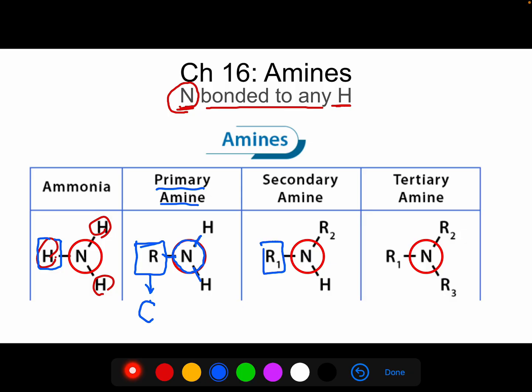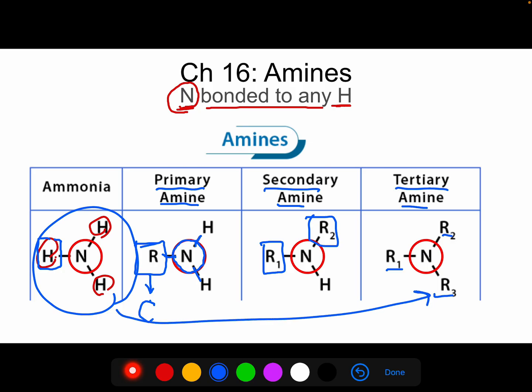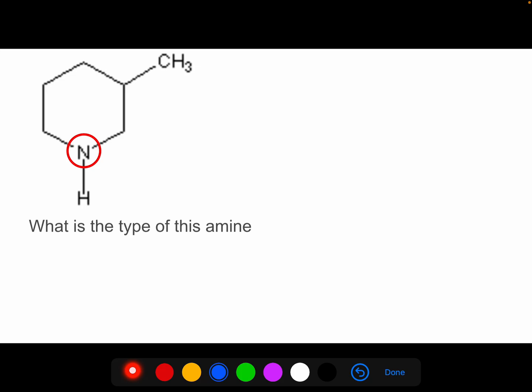If it is two R groups, or two carbon containing compounds, that's a secondary amine. If all of those hydrogens over here are replaced with R groups, then we call it a tertiary amine. So when we look at this structure, what type of amine is this one? When it's asking about the amine, we are going to find the nitrogen. This nitrogen is connected to one carbon here and another carbon here and a hydrogen here. So since there are two carbons, it's a secondary amine. Okay.